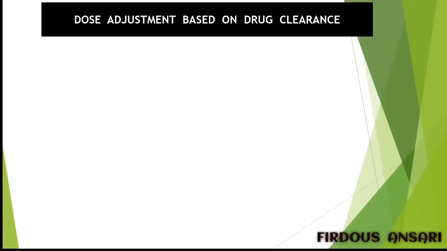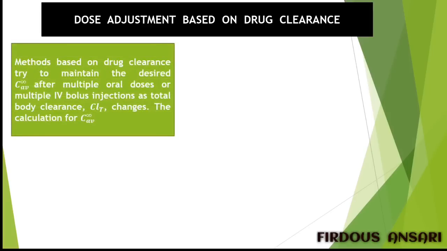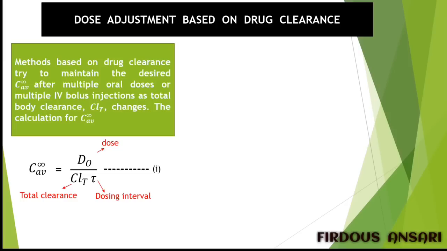Next, we'll check out the first approach, that is dose adjustment based on drug clearance. Methods based on drug clearance try to maintain the desired average plasma concentration after multiple oral doses or multiple intravenous bolus injections as total body clearance changes. The calculation for average plasma concentration is: average plasma concentration equals D naught divided by CLT times tau. So D naught indicates dose, CLT is the total clearance, and tau is the dosing interval. So this is a normal equation. Let it be equation number 1.